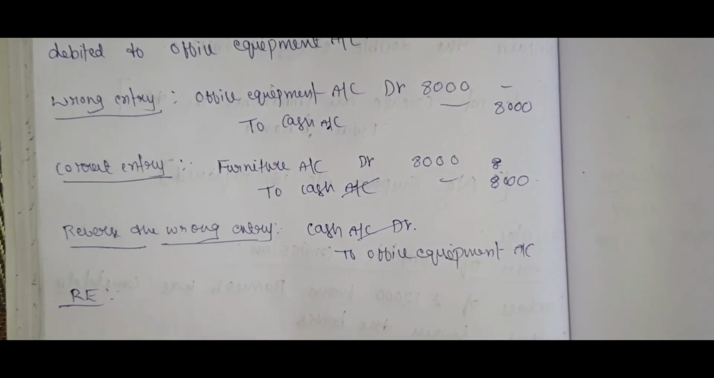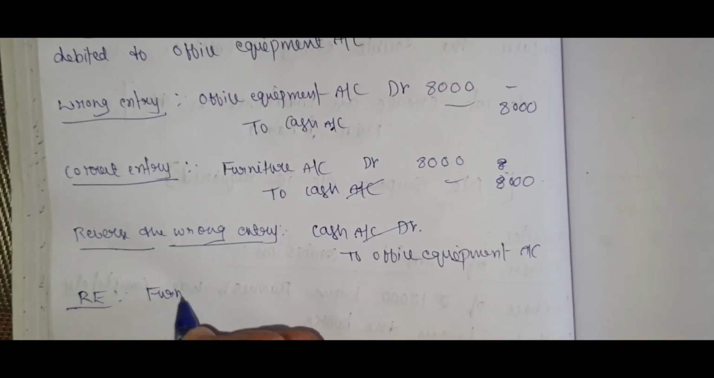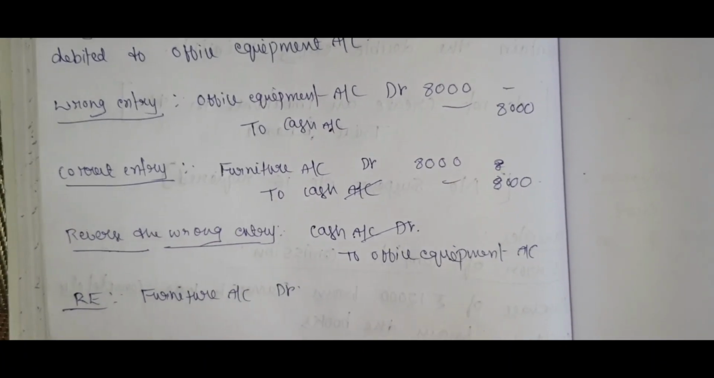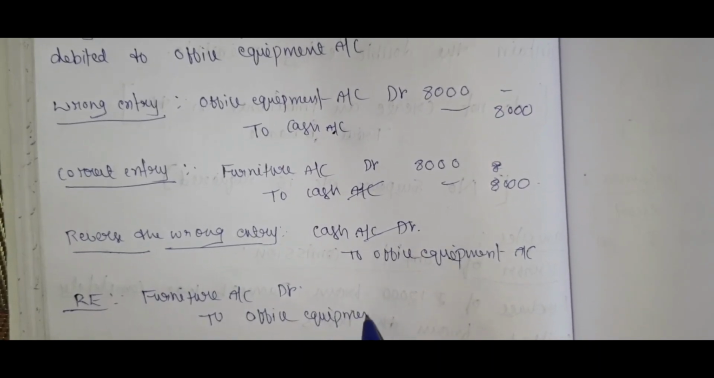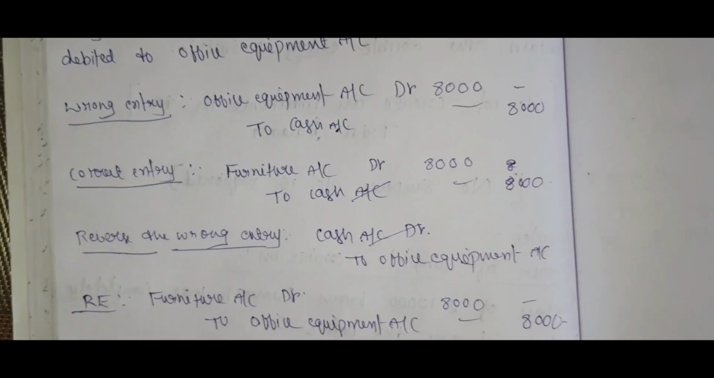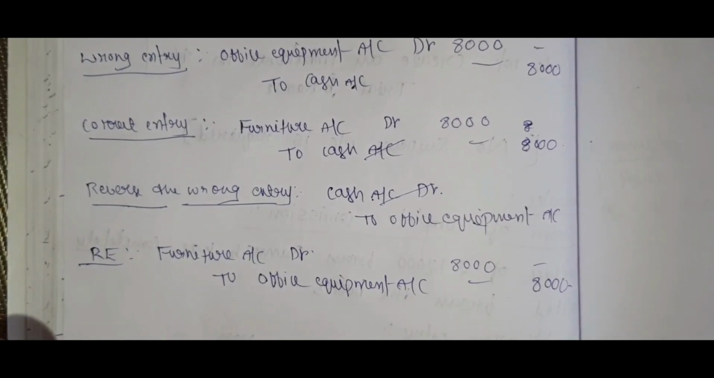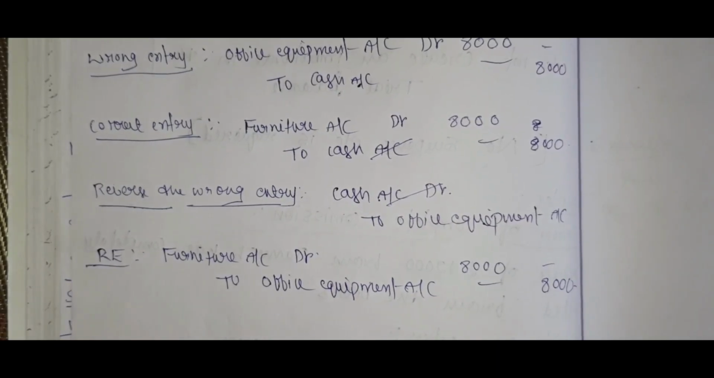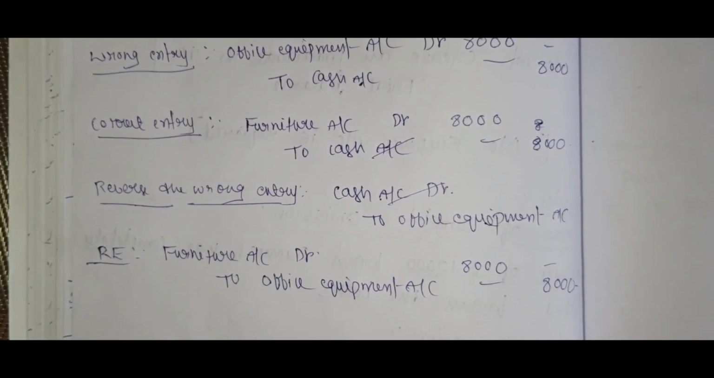I hope this point is clear to you all. So the remaining accounts are furniture account and office equipment account. That is our rectification entry: furniture account debtor to office equipment account, rupees 8,000. So this is the rectification entry. Now what is the narration? Being furniture purchase wrongly recorded in office equipment account, now corrected, or now rectified. Okay, this is the narration.